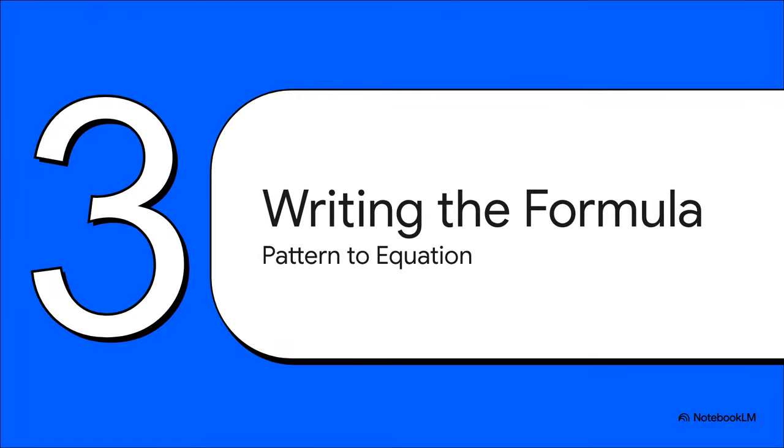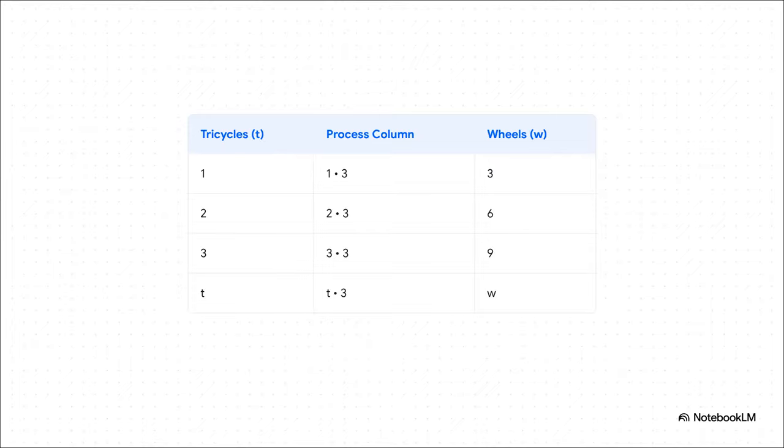But a true codebreaker needs to write down that secret rule in its official language. So it's time to turn our pattern into an actual equation. So how do we actually make that jump? This slide shows an awesome tool, the process column. It's that middle column that basically helps you write down what you're thinking.